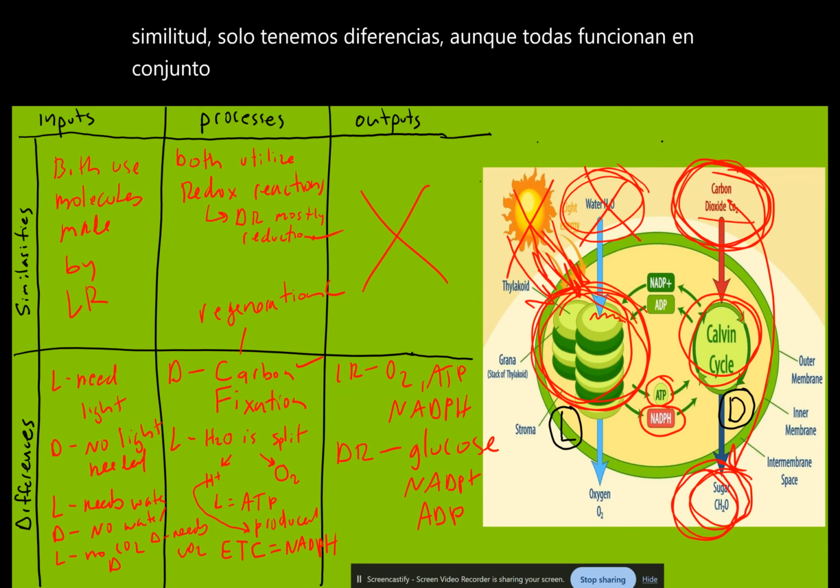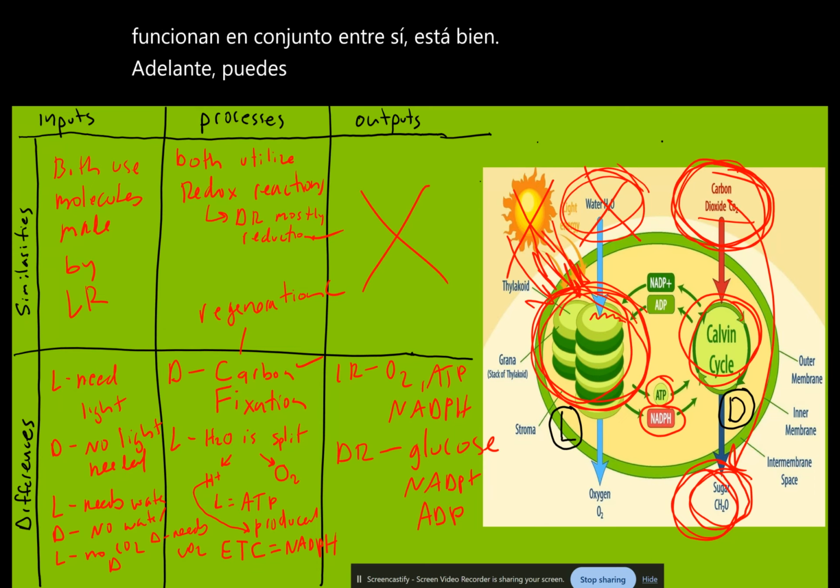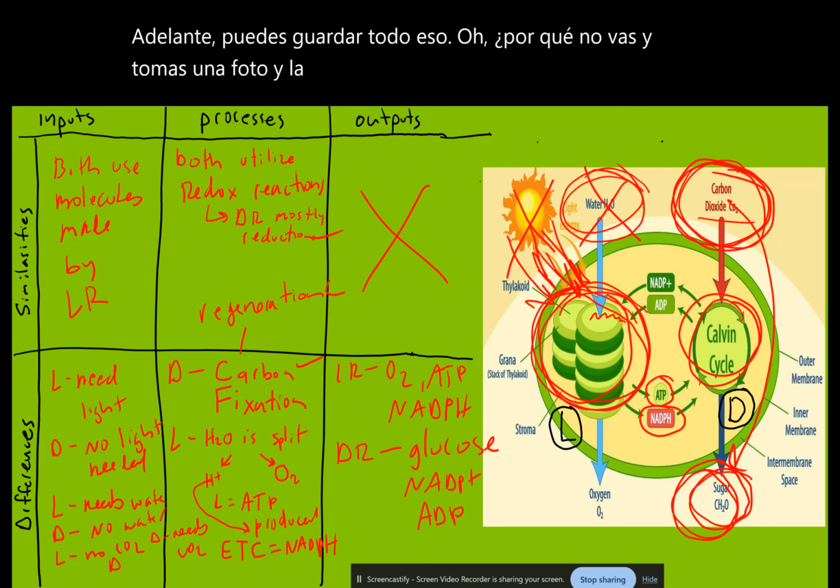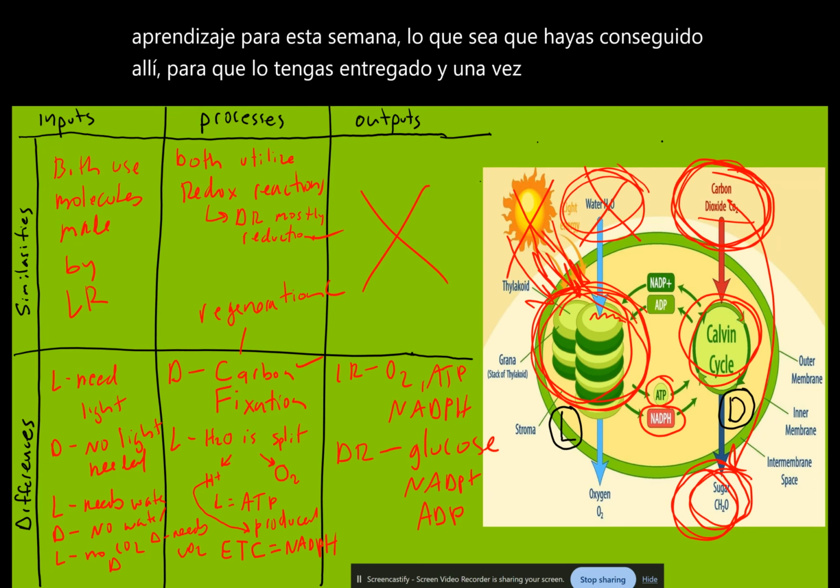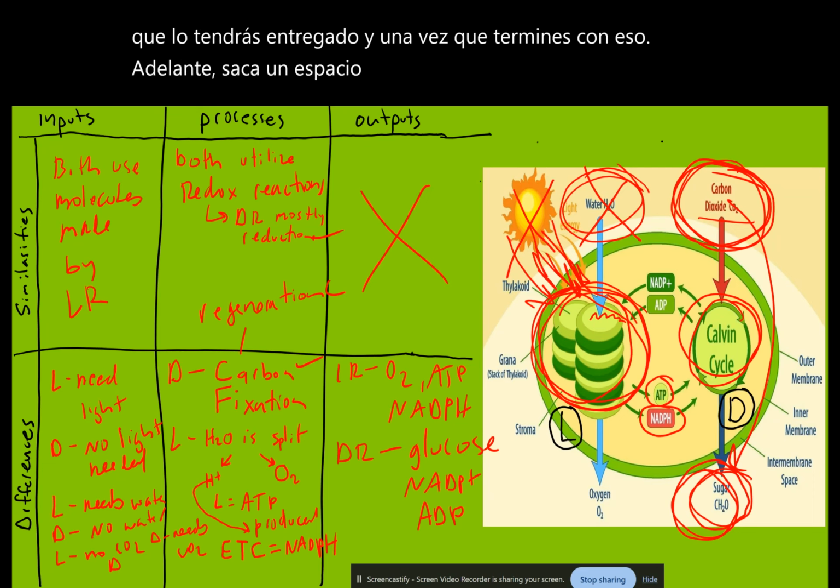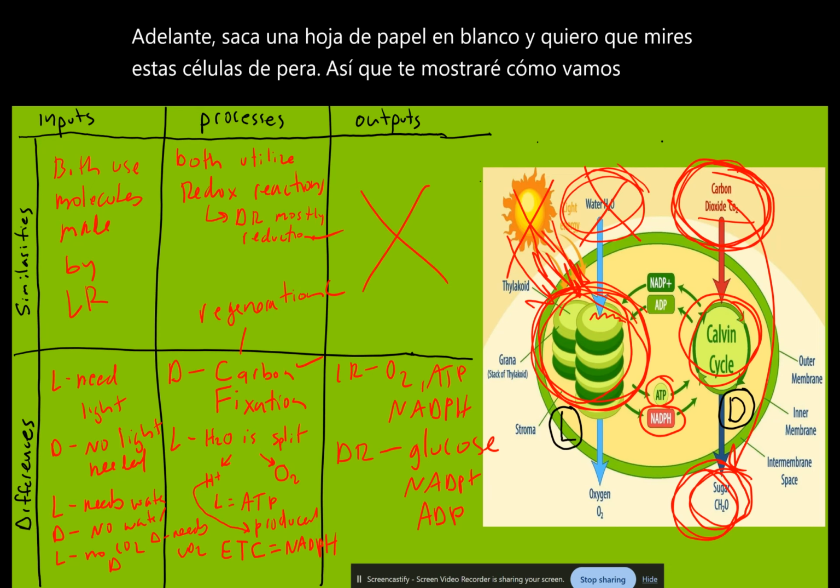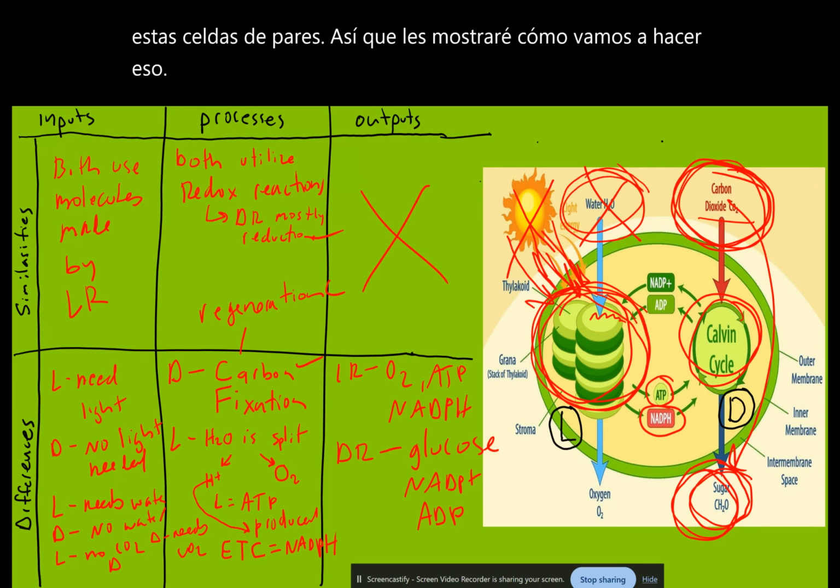All right. Go ahead, you can put all that away. Why don't you go ahead and take a picture and add it to Canvas, your learning log for this week, whatever you got there. So you'll have that turned in. And once you get done with that, go ahead and take out a blank sheet of paper. And I want to have you look at these pair cells, so I'll show you how we're going to do that. So any blank sheet of paper you can take out.